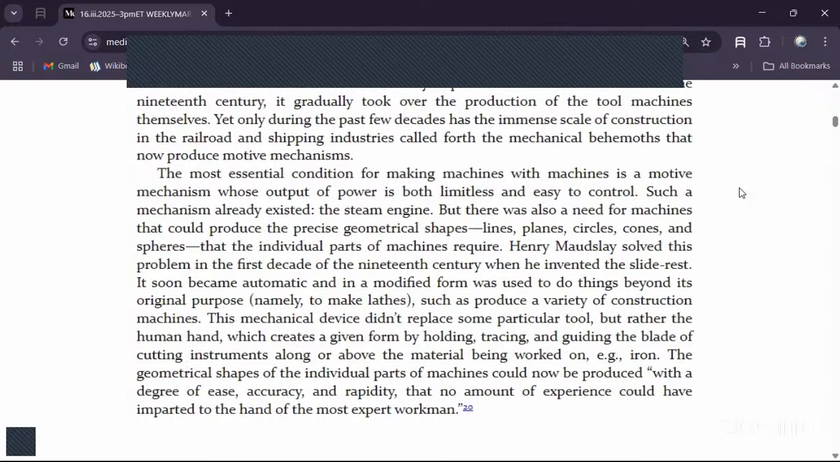Henry Maudslay solved this problem in the first decade of the 19th century when he invented the slide rest. It soon became automatic and in a modified form was used to do things beyond its original purpose, namely to make lathes, such as produce a variety of construction machines. This mechanical device didn't replace some particular tool, but rather the human hand, which creates a given form by holding, tracing, and guiding the blade of cutting instruments along or above a material being worked on, for example, iron. It works with a degree of ease, accuracy, and rapidity that no amount of experience could have imparted to the hand of the most expert workman.